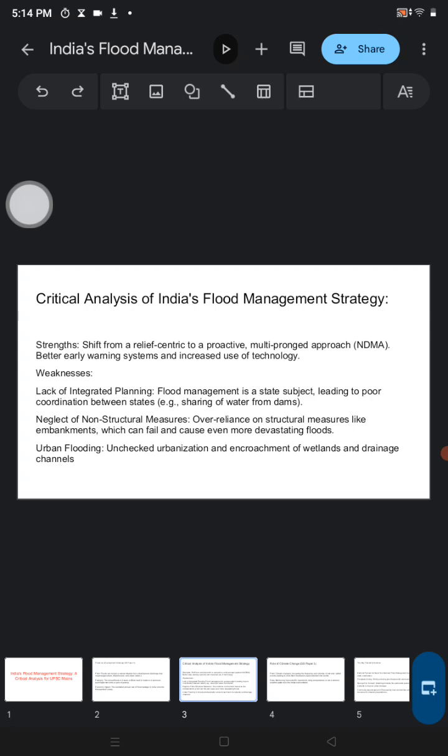But what are the weaknesses? We have some weaknesses, the first being a lack of integrated planning. Flood management is a state subject, so there is obviously a conflict between the center and the state. This history of conflict between the center and state interests leads to poor coordination between the states in managing flood situations, and neglect of non-structural measures.